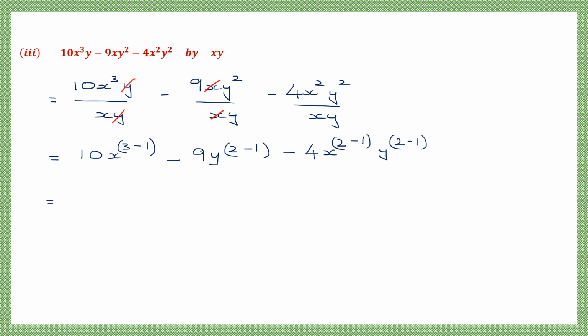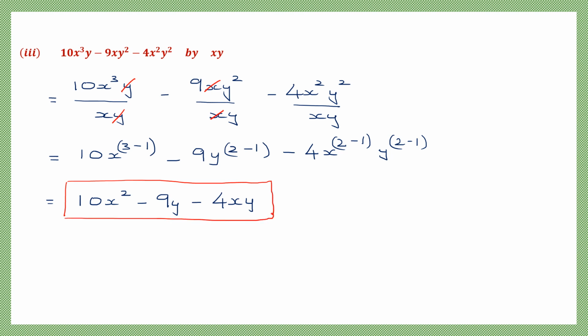So what do we have here? 10x, 3 minus 1 is 2, minus 9y, 2 minus 1 is 1, which I will leave as y itself, minus 4x to the power of 2 minus 1 is 1, y to the power of 2 minus 1 is 1. So what is my final answer? Final answer is 10x square minus 9y minus 4xy.